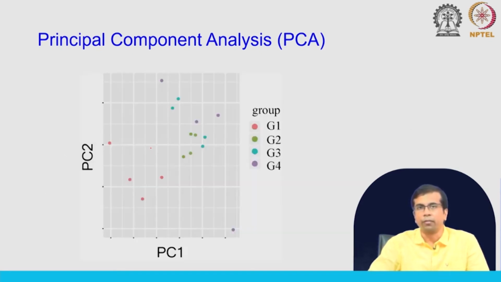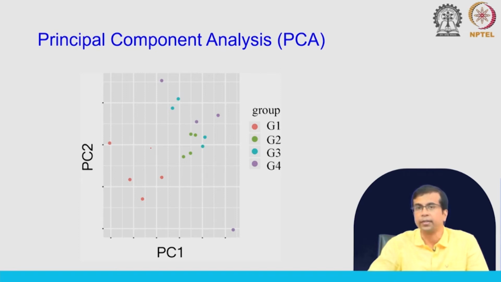So we can apply this principal component analysis to the same samples. Again we have group 1, group 2, group 3, group 4, and we have 4 replicates for each group. Again you can see the colors, red, green, blue and purple. You can see these 4 colors, and you can probably notice now.